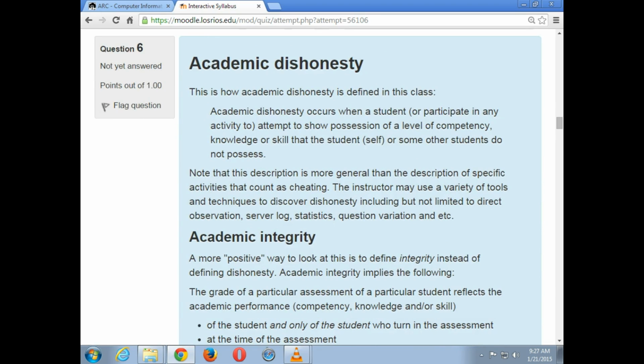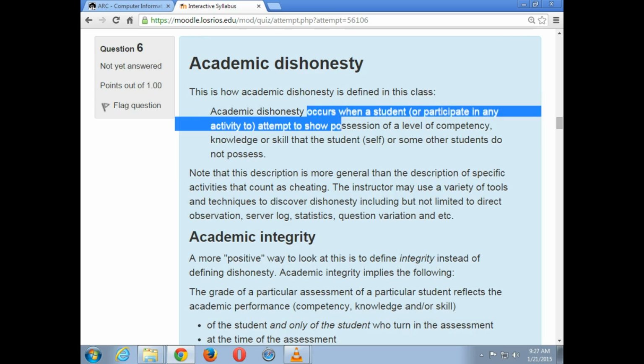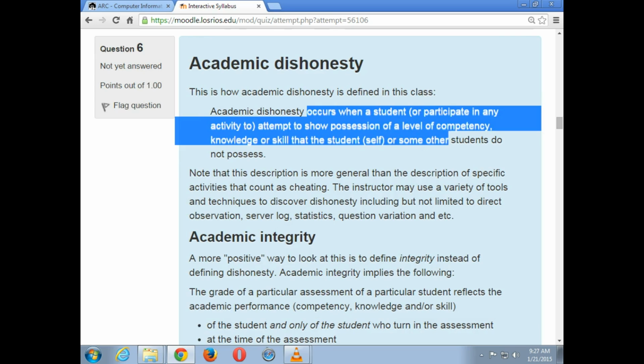The next one is about cheating or academic dishonesty. I define dishonesty kind of in a fairly broad way. It occurs when a student attempts to show possession of a level of competency, knowledge, or skill that person does not possess. Okay, that's basically it.